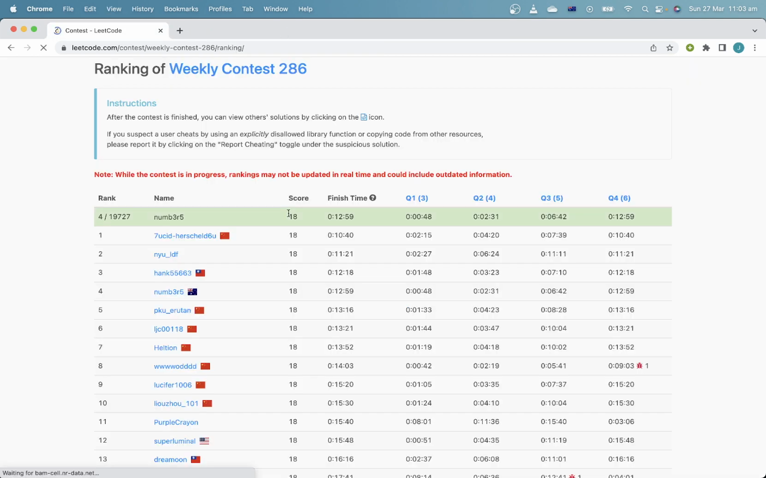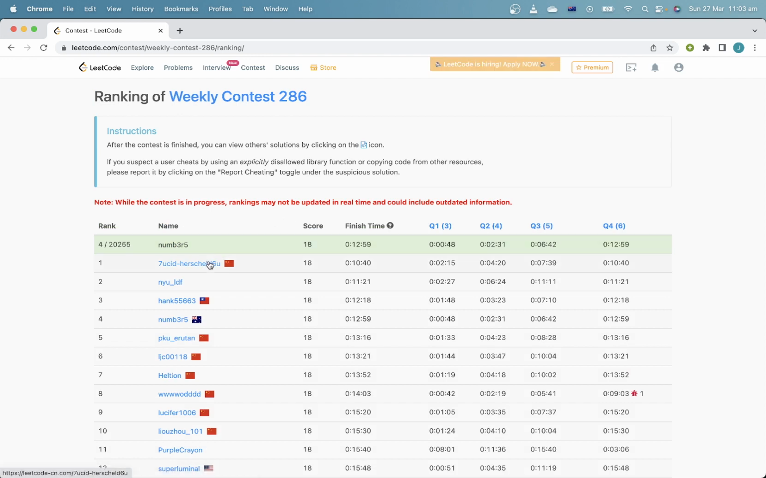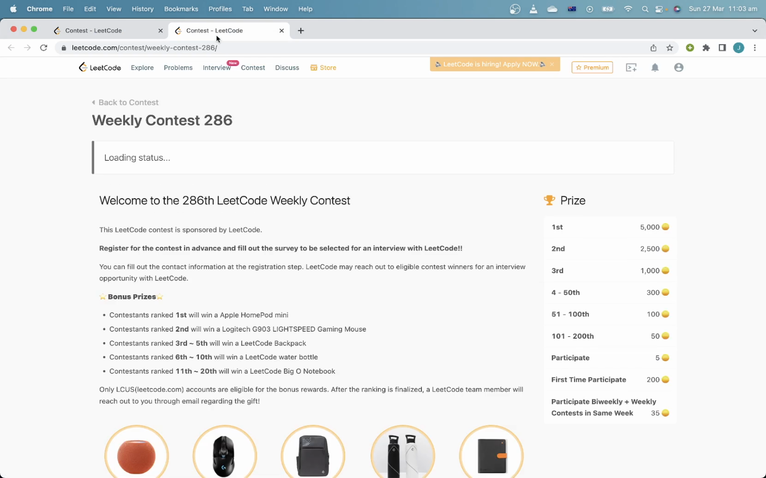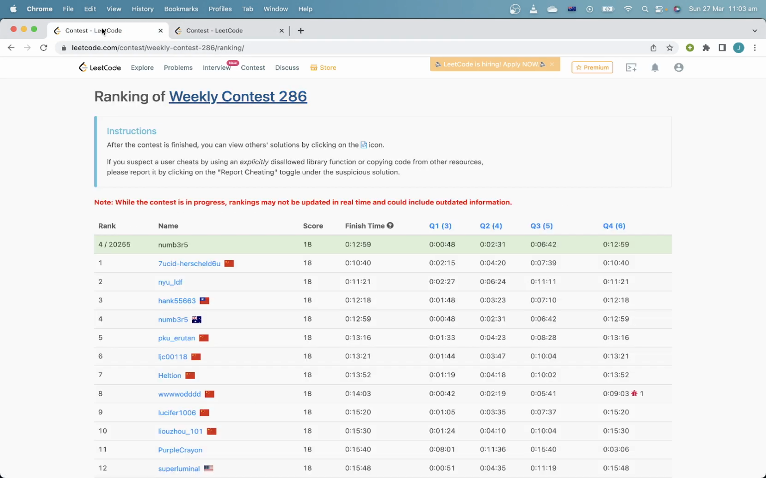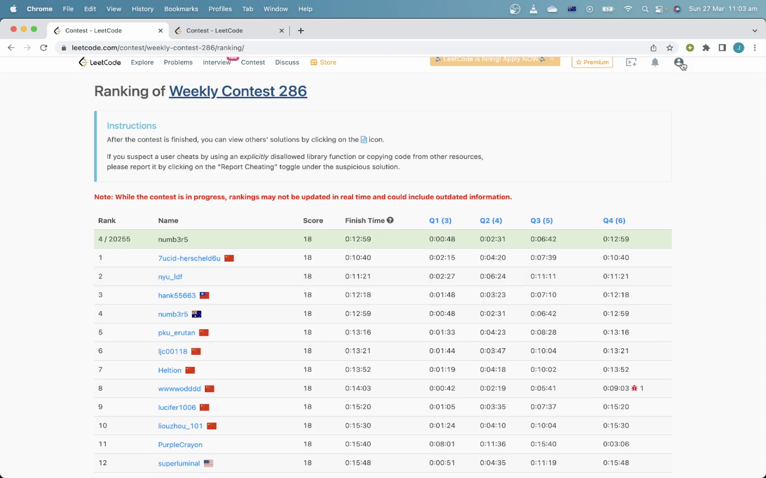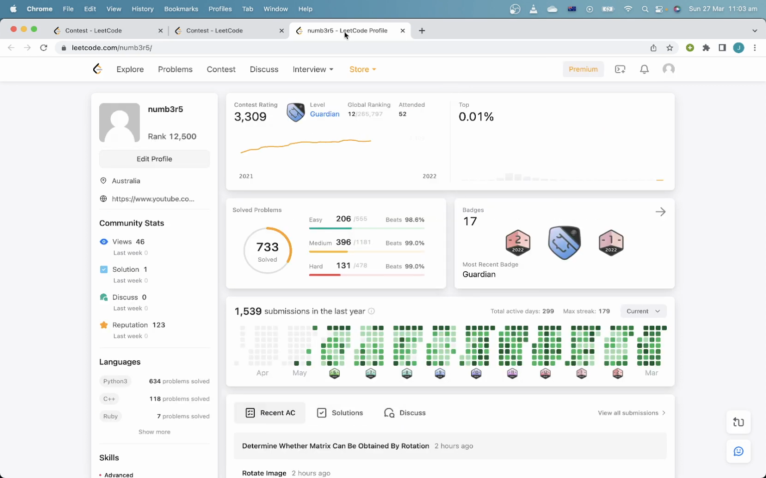Anyway, I don't know how I still got, okay, 4th place. So this person's from China, which means that they don't count towards the prize. So I actually got 3rd place, which is the backpack. So I guess it's just another backpack. So that should be good for my rating as well. My current rating is 3309, which means I'm getting close to top 10.